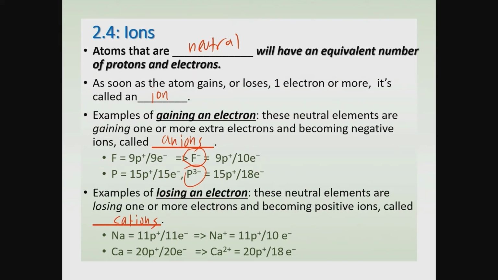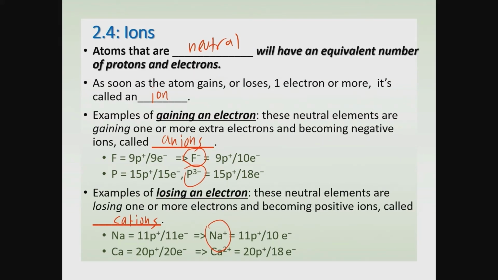But if it were to lose one of those electrons, we're now down to 10 negative charges, but we still have 11 positive charges. So it's deficient in a negative charge. So the way you can think about it, it has an extra positive charge. So if it has an extra positive charge, the way you symbolize that is with an Na+.